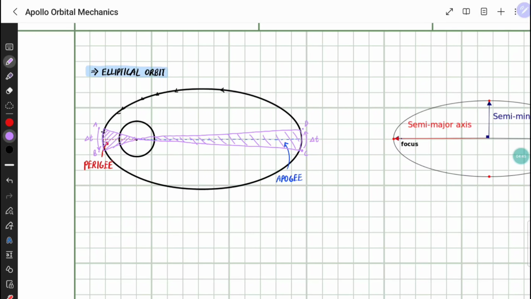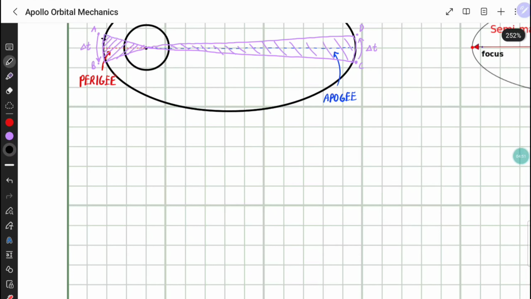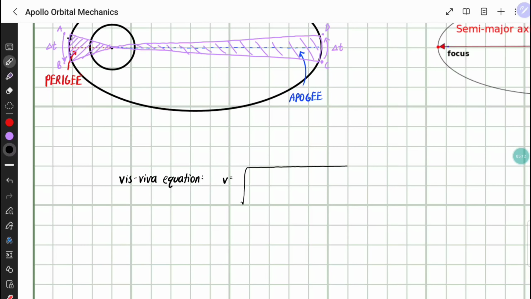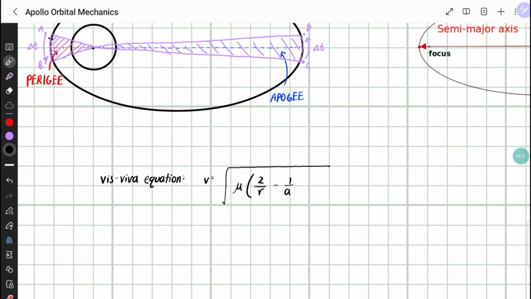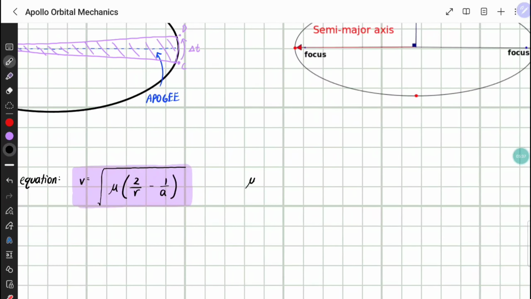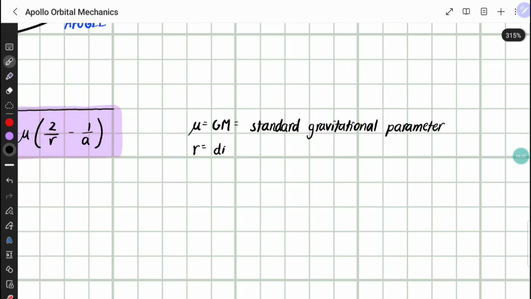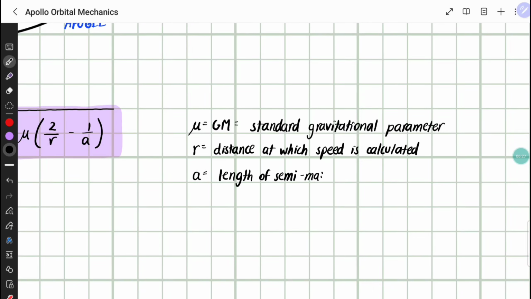So the equation for the instantaneous velocity in an elliptical orbit is the vis-viva equation, which I won't derive, but is based on conservation of total mechanical energy. So the instantaneous velocity is the square root of mu times the quantity 2 over r minus 1 over a, where mu is the same standard gravitational parameter we saw before. R is the distance at which the speed is calculated, the speed that you're interested in, and a is the length of the semi-major axis of the ellipse.